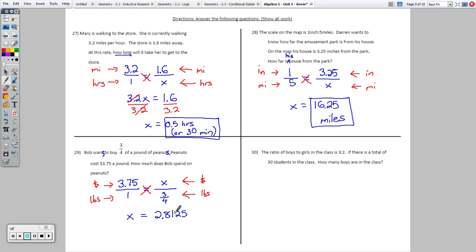2.8125. You're not going to pay a portion of a cent. So let's round that off to the nearest cent. You would have $2.81 that you're paying for those peanuts.